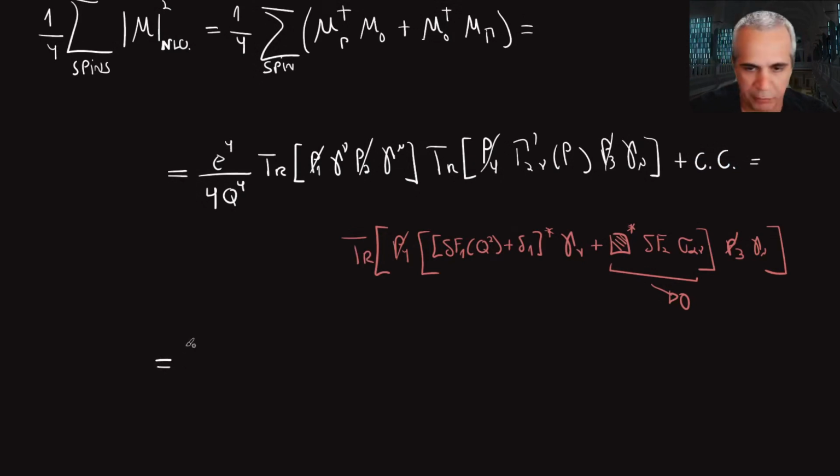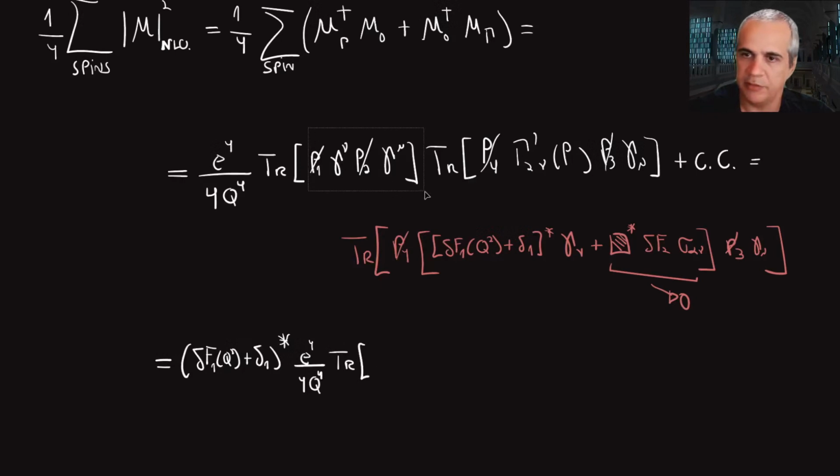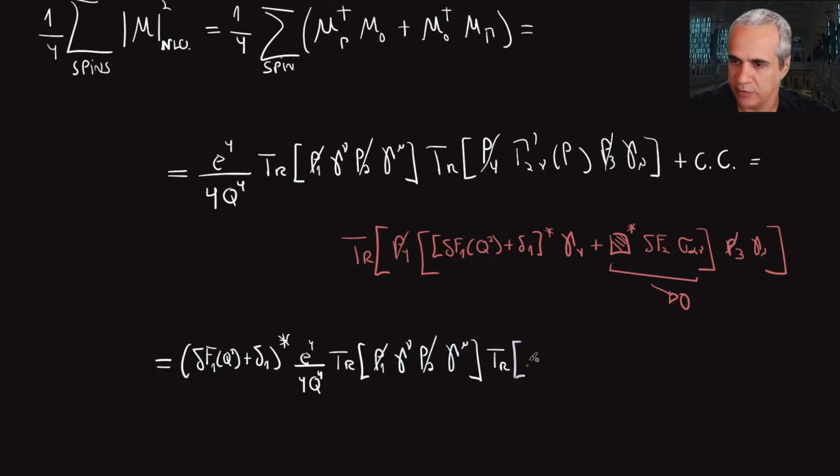in this way, right? It will be just delta F1 of Q square plus delta 1 complex conjugate of e to the fourth over 4q to the fourth, trace of this part times the trace of P4 slash gamma nu P3 slash gamma mu, and of course plus complex conjugate, right?